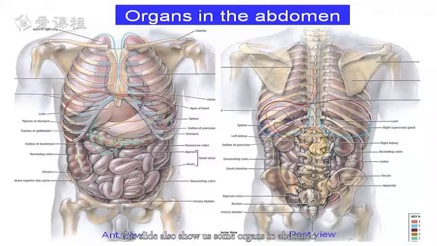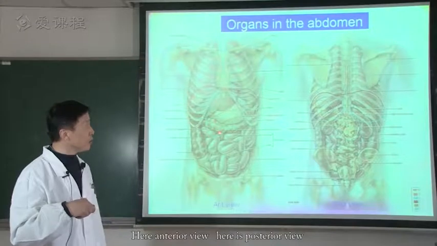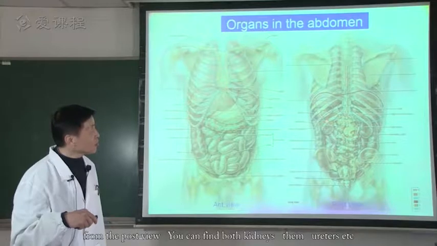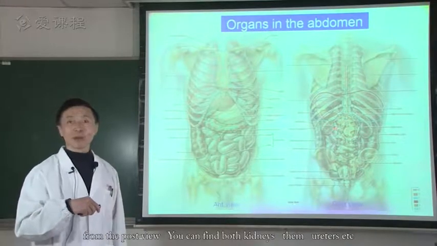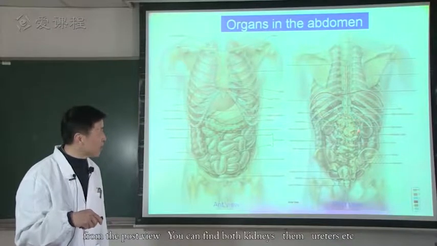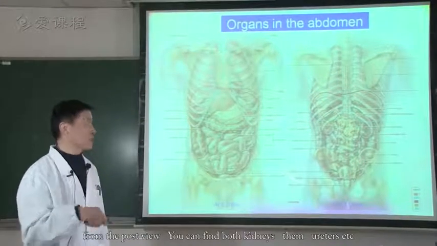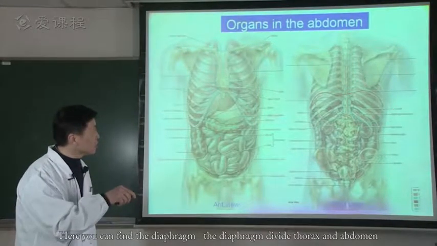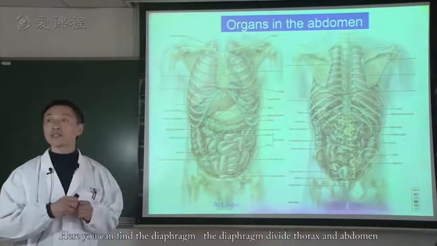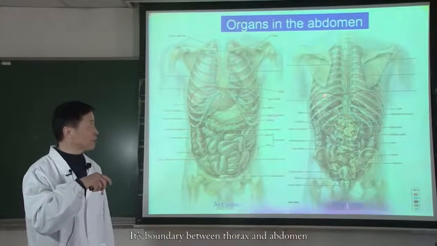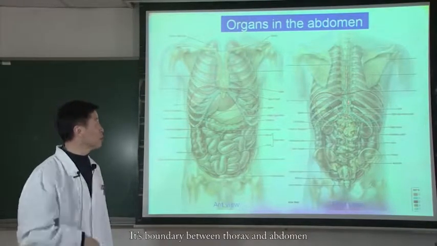This slide also shows us some organs in our abdomen. Here, the anterior view. Here, the posterior view. From the posterior view, you can find both kidneys, then the ureters, etc. Here you can find the diaphragm. The diaphragm divides the thorax and abdomen. It's the boundary between the thorax and abdomen.